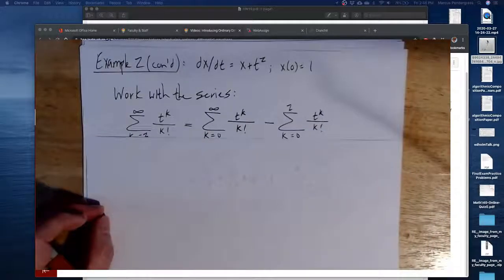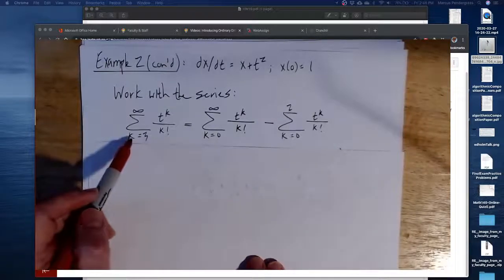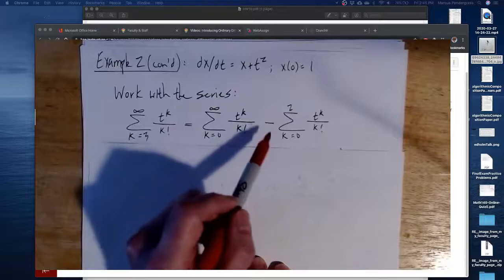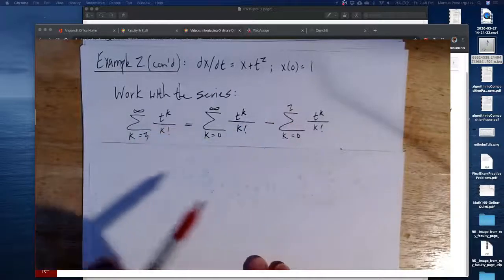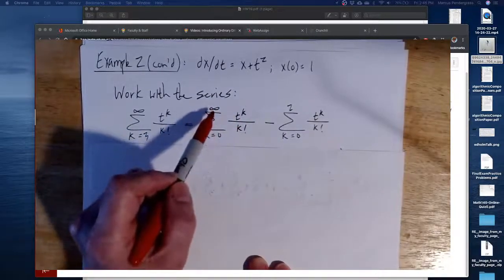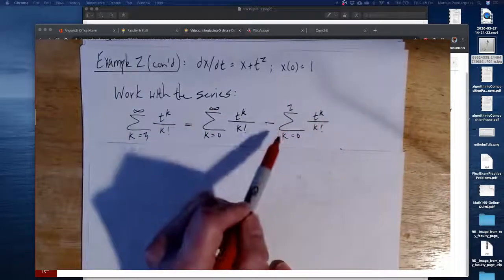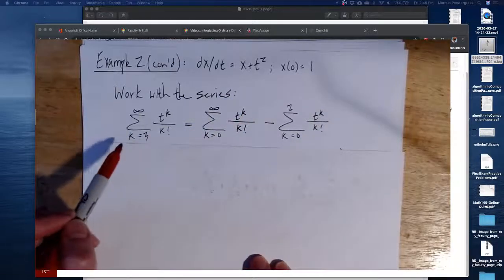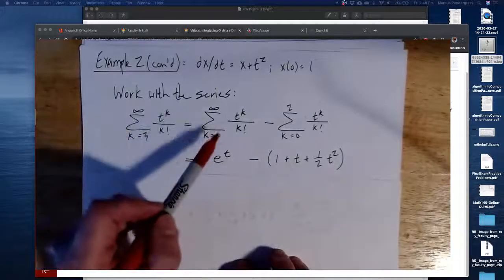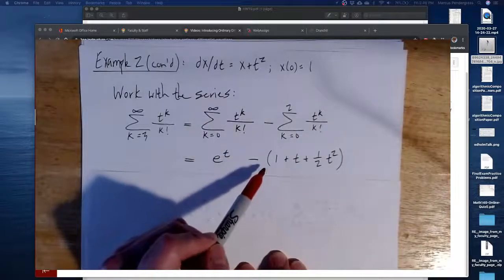So the way that I'm going to bring what I know into the picture is I'm going to write the series from k equal 3 as the series from k equals 0 to infinity minus the series from k equals 0 to 2, right? Because this would be the series from k equals 0 to infinity, and then you're subtracting off the k equals 0, 1, and 2 terms right here. So what you're left with is just the series from k equal 3 to infinity. So those things are going to be equal. But then we know that this series is just e to the t. And then this right here is a finite series. We can just write it out.